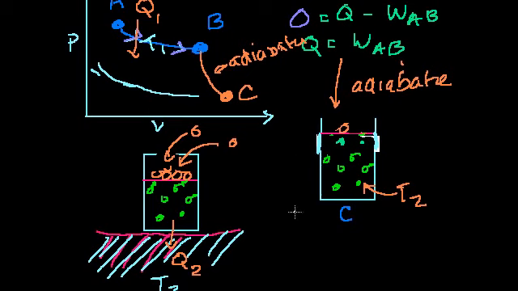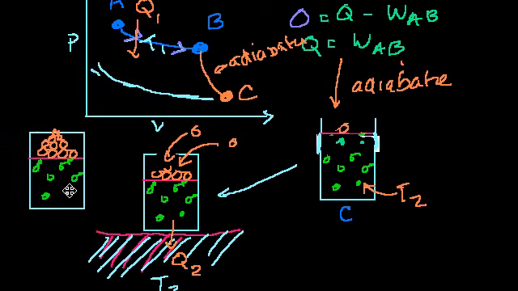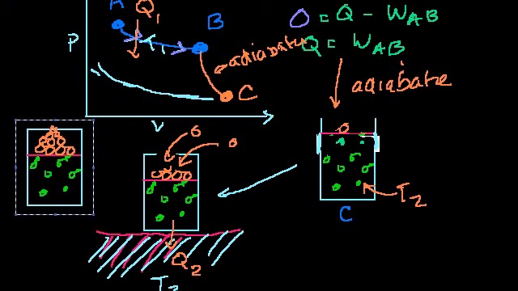So I move along this. I'm moving along another isotherm, until I get to state D. We're almost there. This is state D. State D will be someplace here along this isotherm right here. Maybe this is state D.